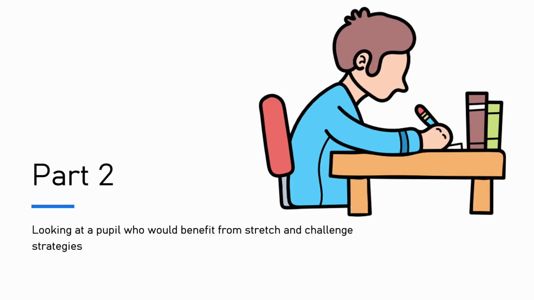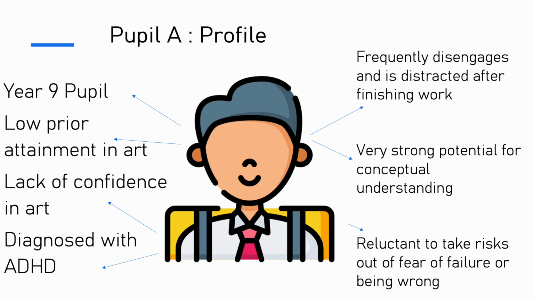Part 2. Looking at a pupil who would benefit from stretch and challenge strategies. Pupil A profile. Pupil A is a Year 9 pupil with low prior attainment in art. He lacks confidence in art and is diagnosed with ADHD. He frequently disengages and is distracted after finishing his work, however has a very strong potential for conceptual understanding, but is reluctant to take risks out of fear of failure or being wrong.